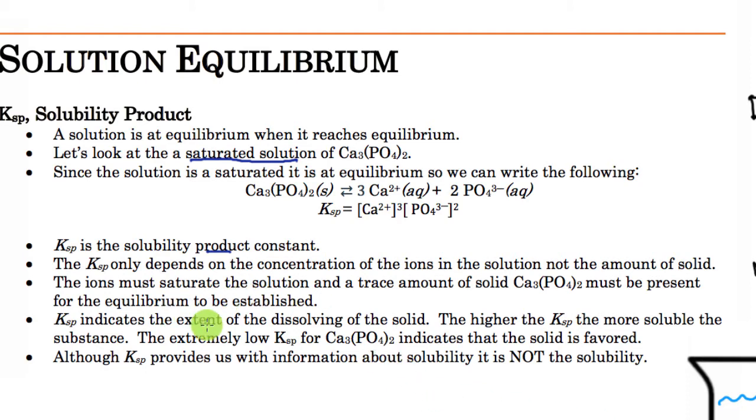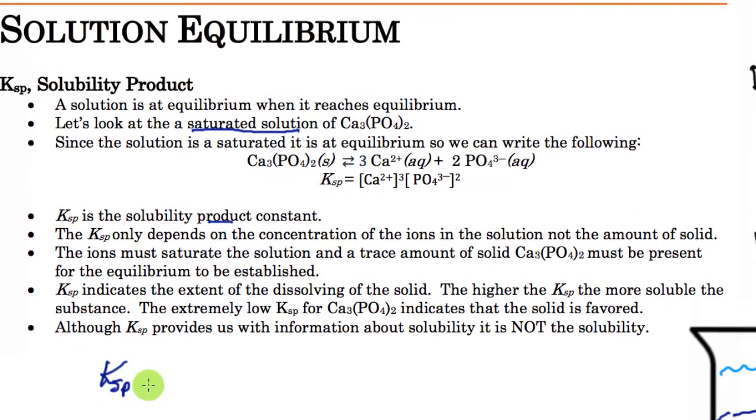I think I already mentioned that, saturated solution. Just like we saw with K's before, what the KSP is going to give us information about is the degree at which this solid will dissolve. So again, if KSP is high, if there's a large value for this, that means that there are a lot of ions in solution.